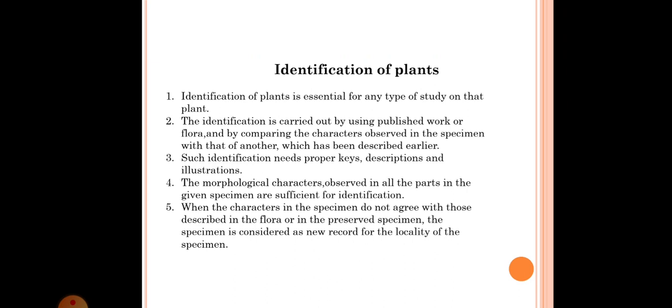The morphological characters observed in all the parts of the given specimen are sufficient for identification. When the characters in the specimen do not agree with those described in the flora or in the preserved specimen, the specimen is considered as a new record for the locality of the specimen.